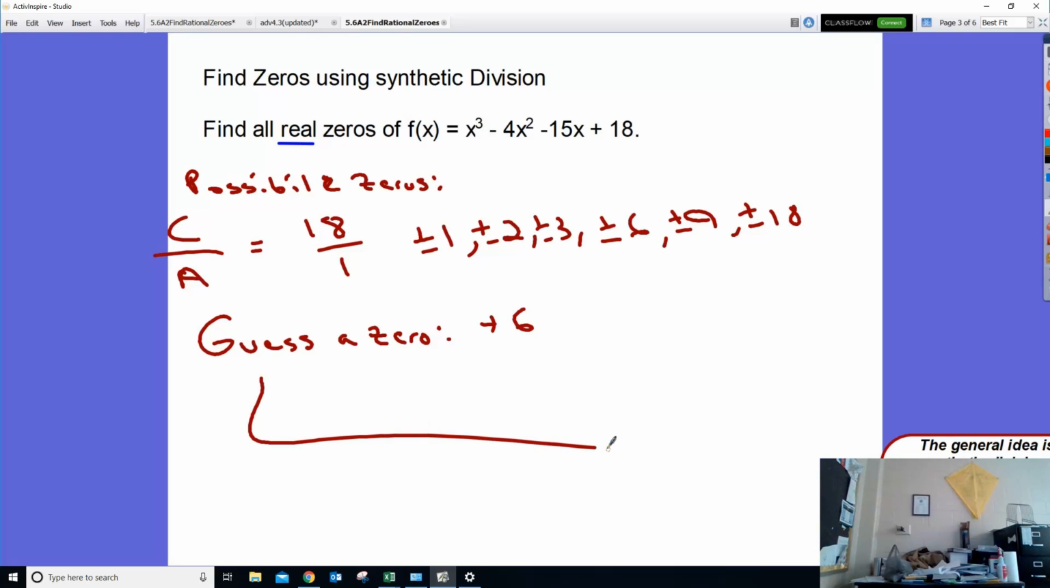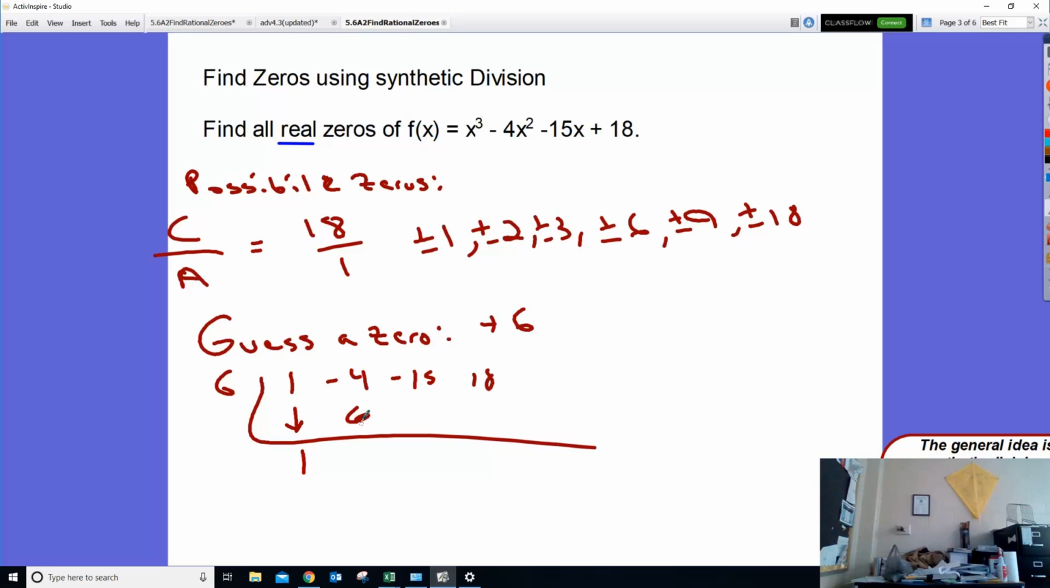We're going to do synthetic division. Where do you put that positive 6? On the outside. What do you load the top of this thing with? The coefficients, which are 1, negative 4, negative 15, and 18. And what do we do with that 1? Drop it down. Now, there were a lot of you on that basics quiz who could not do synthetic division. After you drop that 1, what do you do? Multiply. 1 times 6 is 6, and it goes right here.